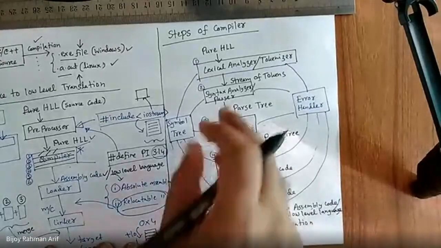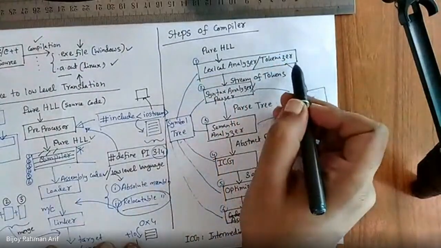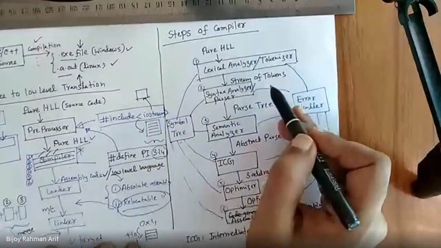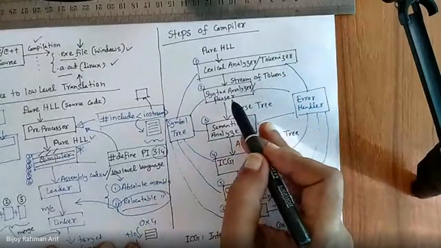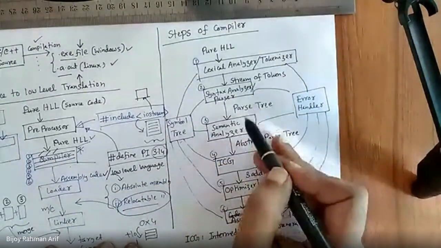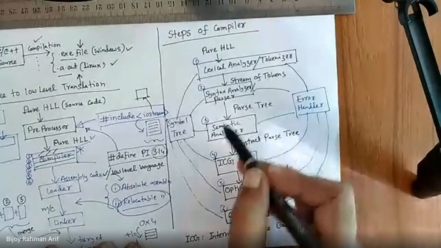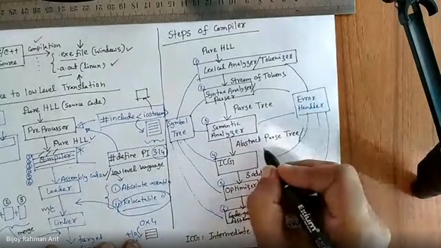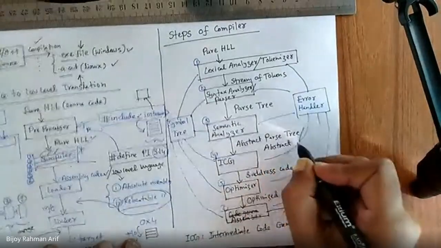And what is the first step of the compiler? That is called the lexical analyzer or tokenizer. It converts pure high level language to a stream of tokens. Then this stream of tokens is passed to the syntax analyzer or parser. Then it creates some sort of parse tree. Then this parse tree is fed to the semantic analyzer. Then it creates an abstract parse tree, which is also called an abstract syntax tree.